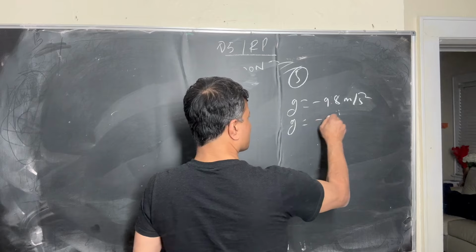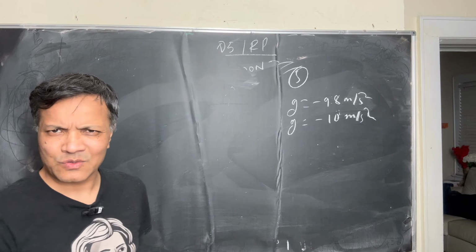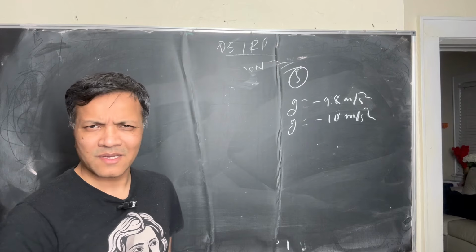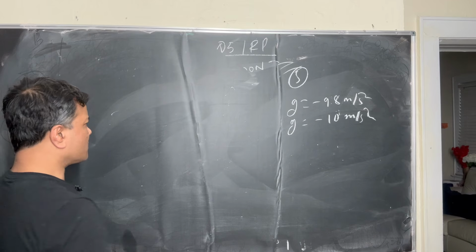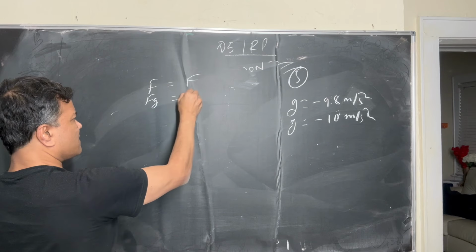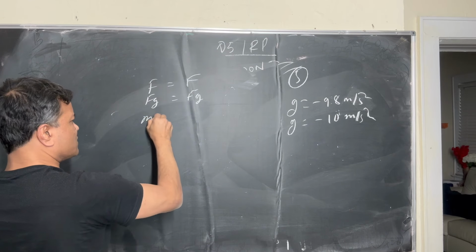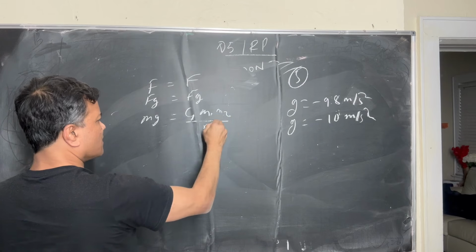You want acceleration due to gravity to be 10. Wouldn't it be nice to have acceleration due to gravity just be negative 10 meters per second squared? Okay, great. So what are you going to do? You're going to write F is equal to F, then Fg is equal to Fg. Then you're going to write mg is equal to G M1 M2 over R squared.